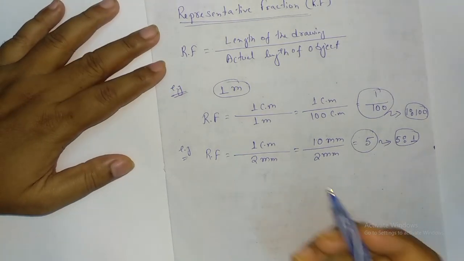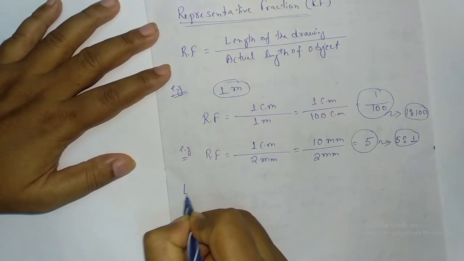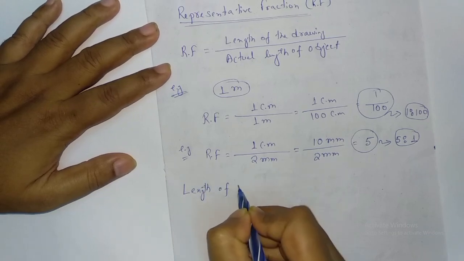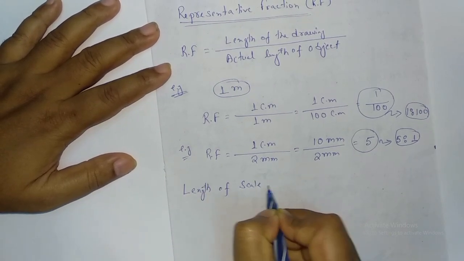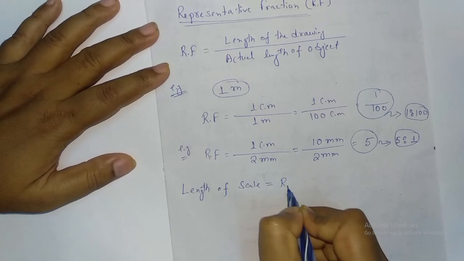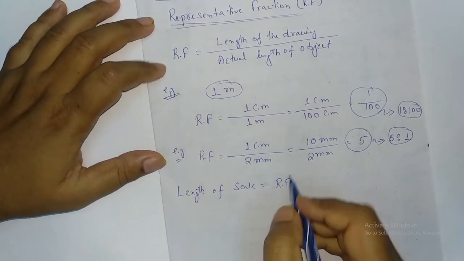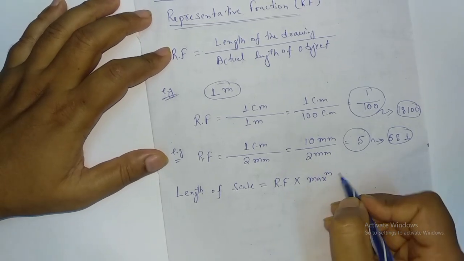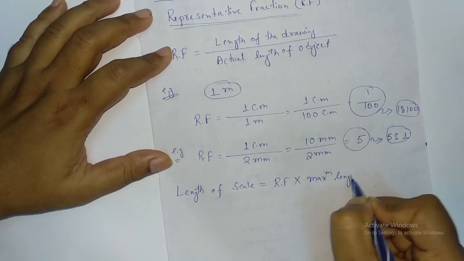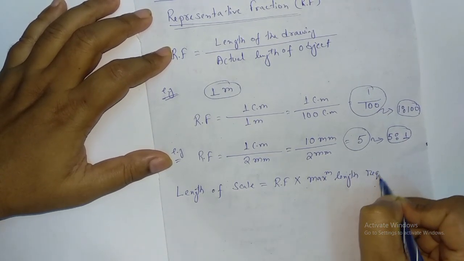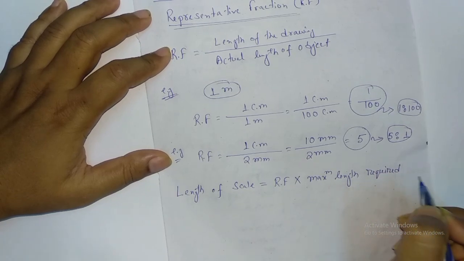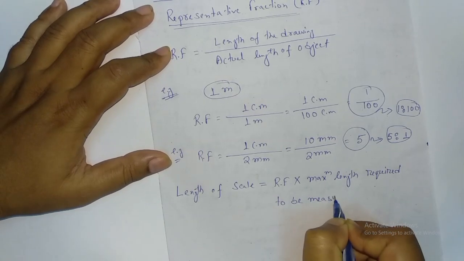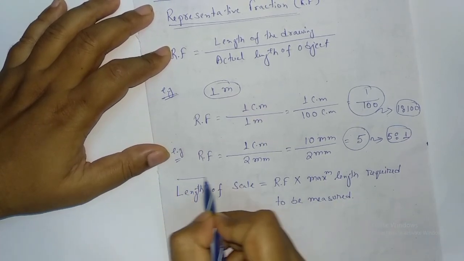So the length of the scale can be determined using this formula. Length of scale is RF into maximum length required to be measured. Okay, so this is the length of the scale.